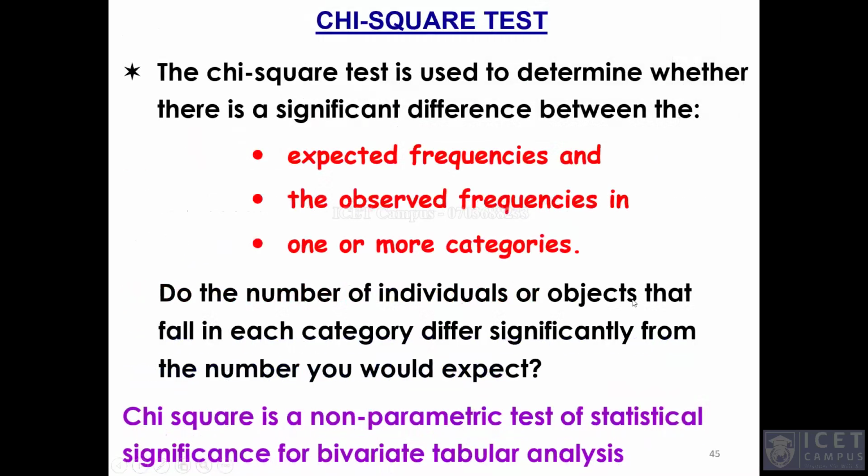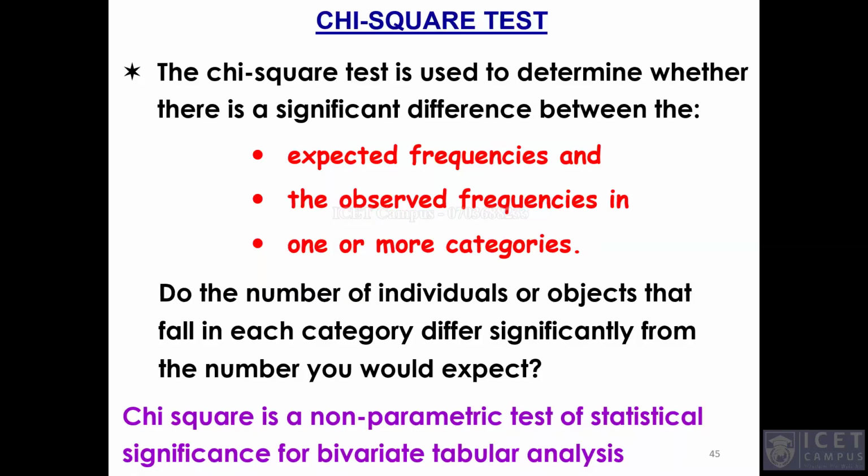Then we can do the chi-square test. Actually, the chi-square test is the only test we are considering as a non-parametric test for the analysis. The chi-square test is used to determine whether there is a significant difference between the expected frequencies and the observed frequencies in one or more categories. Do the number of individuals or subjects that fall into each category differ significantly from the number you would expect?